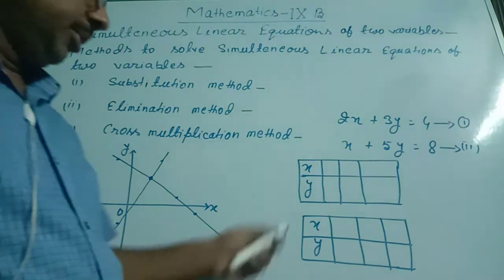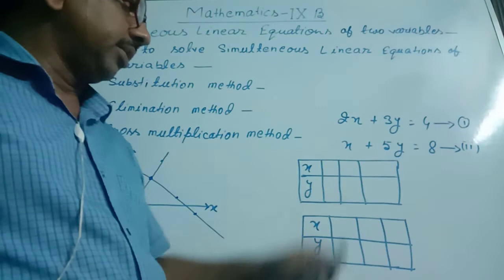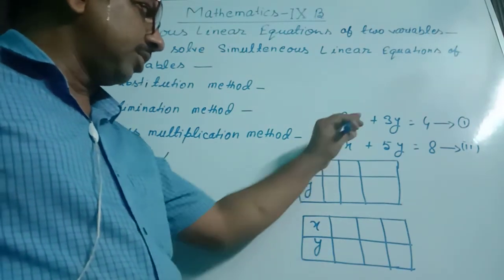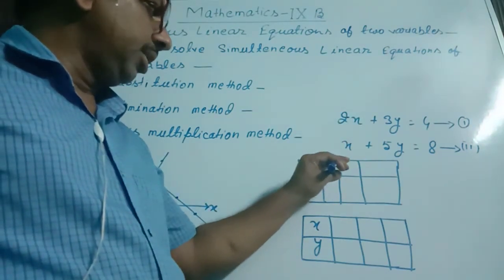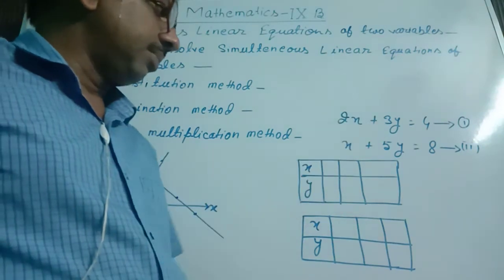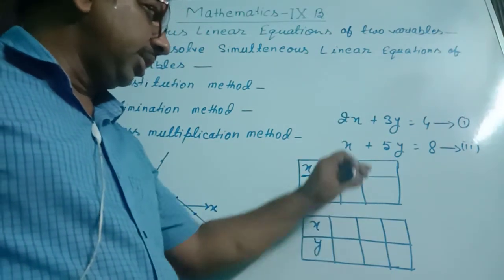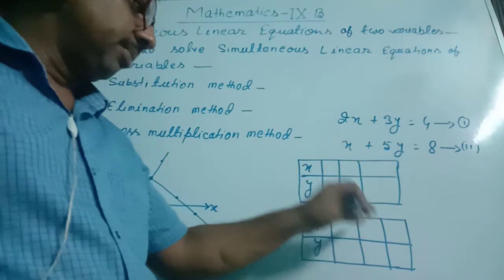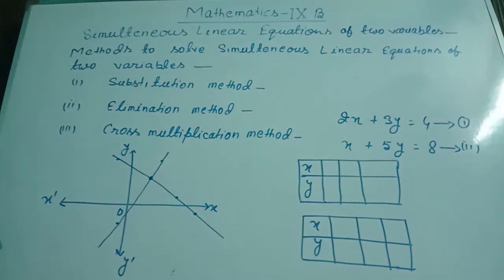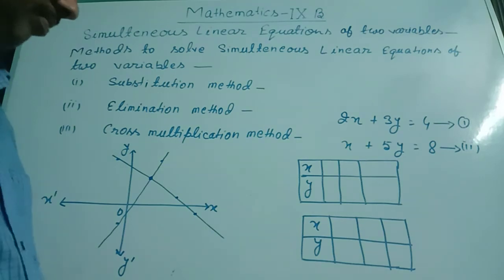For this, we will prepare two tables for the values of x and y, and we will get the values of x and y. In the first table, we will keep the values of x and y from equation number 1. And in this table, we will keep the values of x and y from equation number 2. How will you find the values of x and y? I have just explained that.